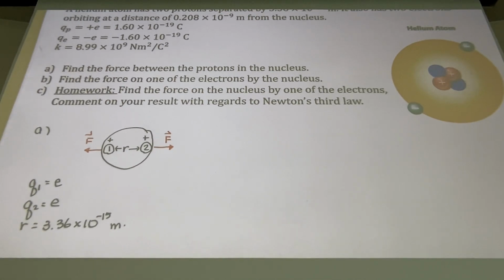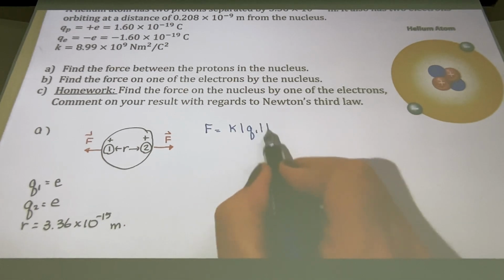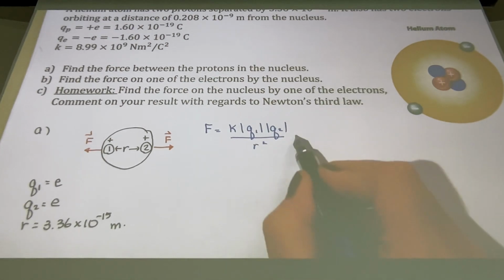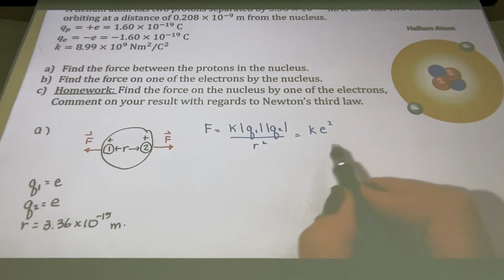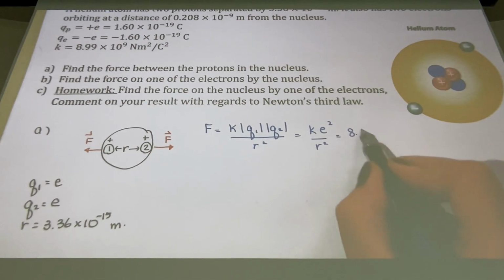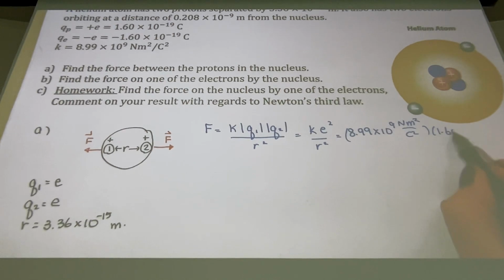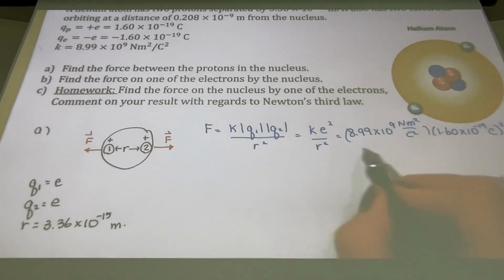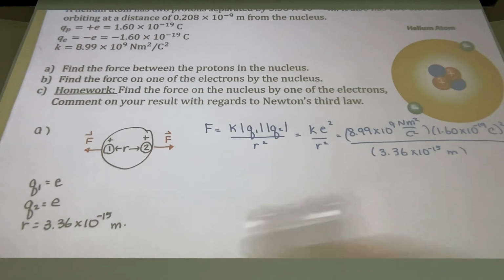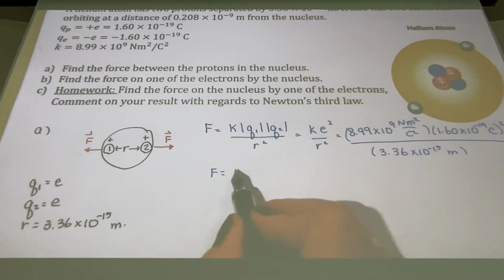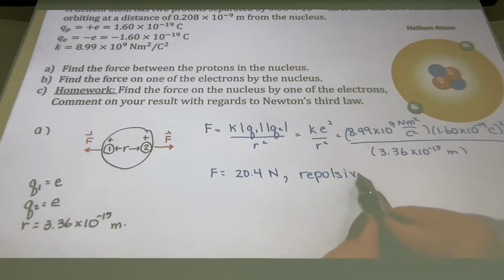Do the magnitude of the force next. So the magnitude of the force is given by Coulomb's law. K times the size of charge 1 times the size of charge 2 divided by the distance between them squared. Charge 1 and charge 2 have the same magnitude, so size of Q1 times size of Q2 is going to be E times E, or E squared, equals 8.99 times 10 to the 9 newtons meters squared over Coulomb squared times 1.60 times 10 to the minus 19 coulombs squared divided by the separation 3.36 times 10 to the minus 15 meters. That force, when you do it in the calculator, is 20.4 newtons, and then I'm just going to write in the word repulsive, because I know they repel each other.